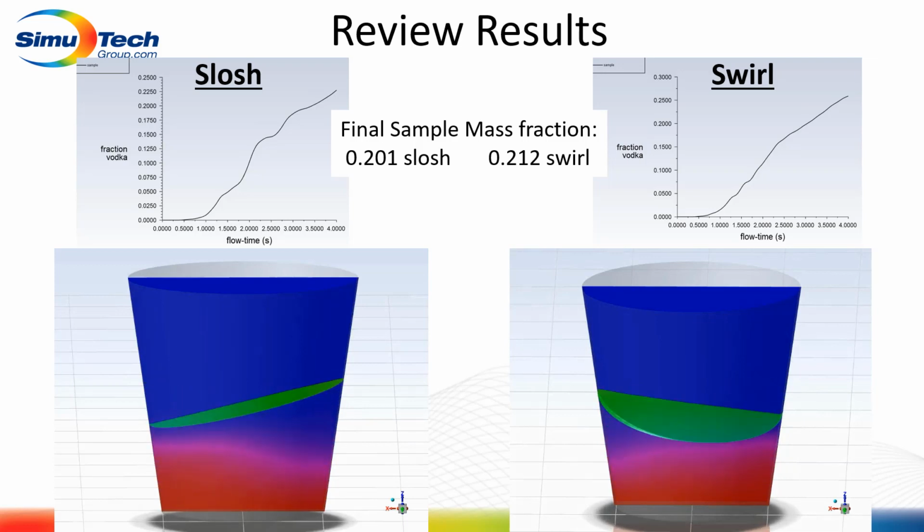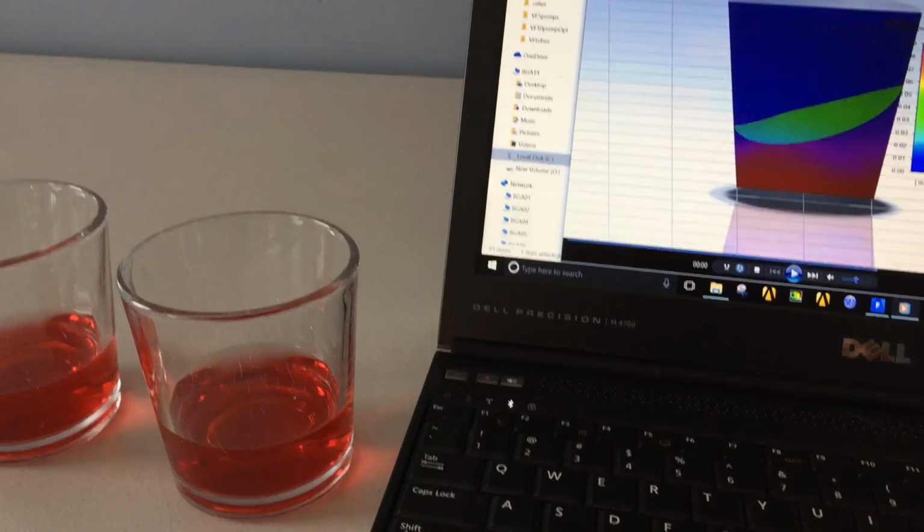Playing back our animations shows the sloshing and swirling motion of the surface, as well as the mixing of vodka and juice. One last tip.